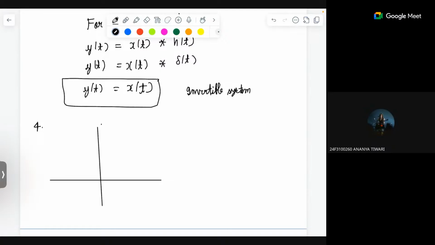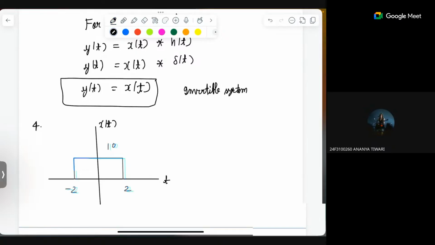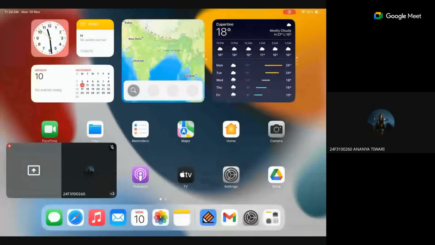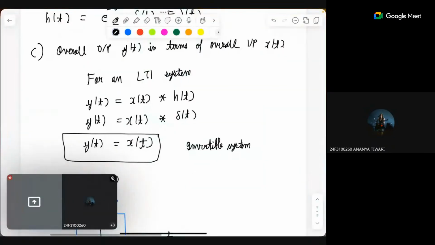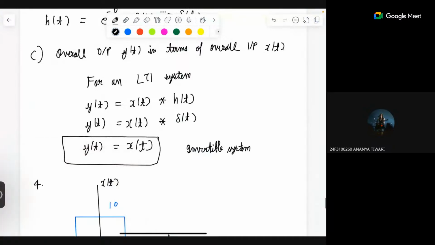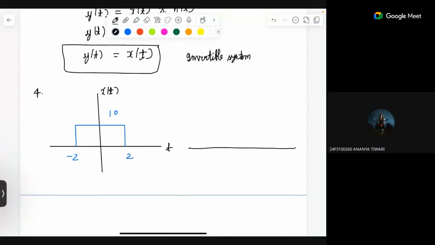So this is my first signal, x of t. What happened? Minus 2 to 2, it is 10. Now the next, sorry again. Sorry for that. So this is xt. This is h of t.